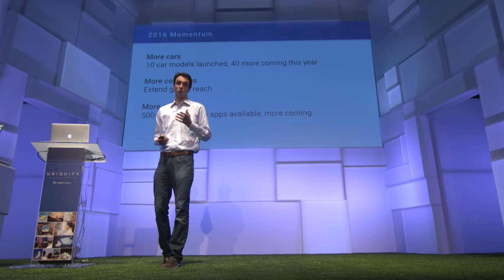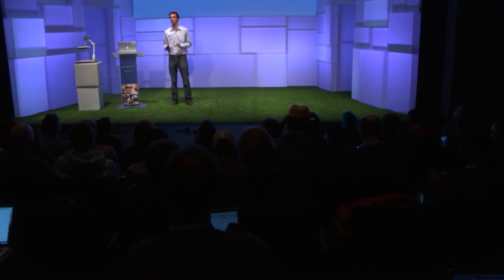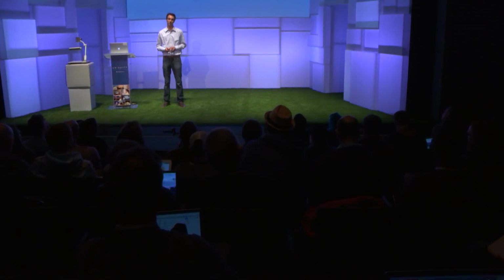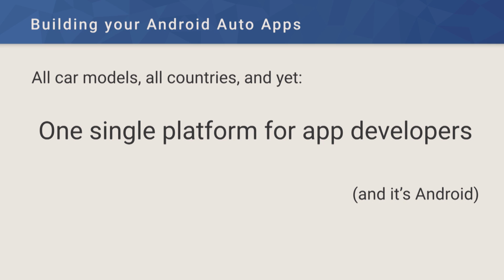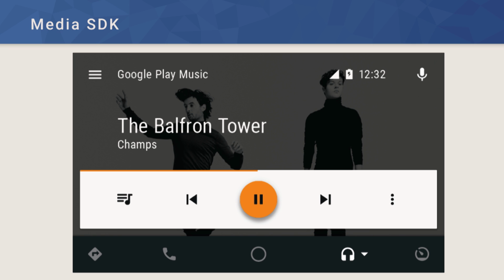So I'm glad that we solved this part for app developers, because today you actually have one single platform to develop for across car models and across countries. And this gives you the fundamental reach that you need for your apps in the car. And the good news is it's Android. So if you have an existing Android app, it's really simple to just enable that app for Android Auto and play in the car. So let me give you, in a nutshell, how this could work for you.